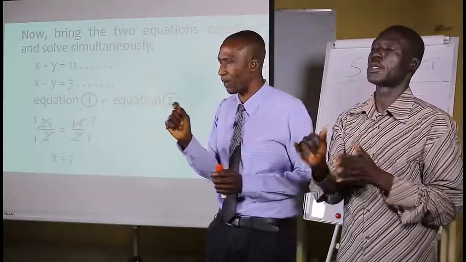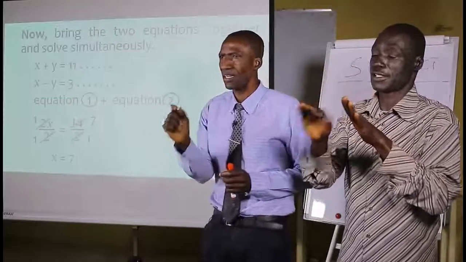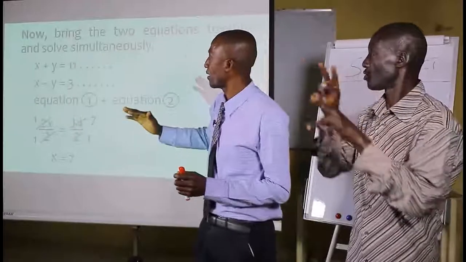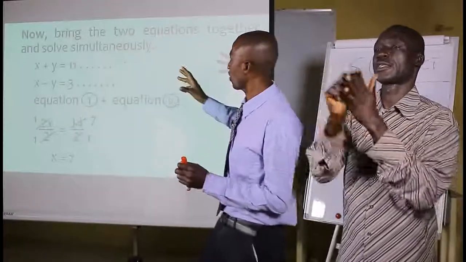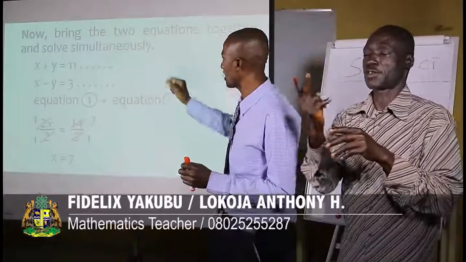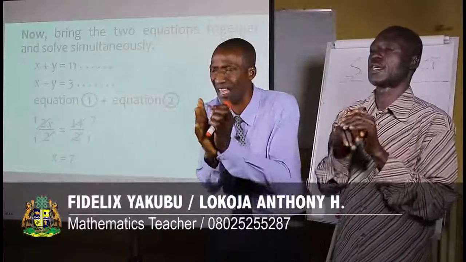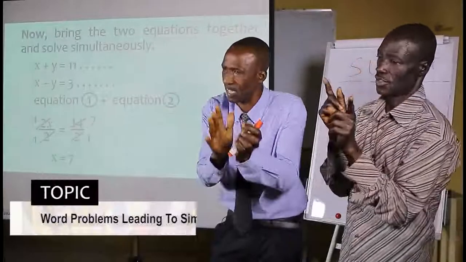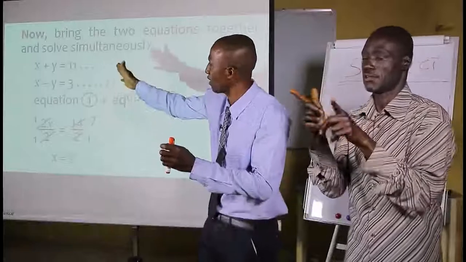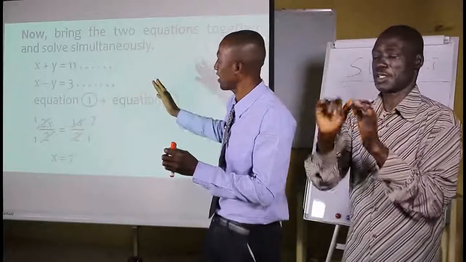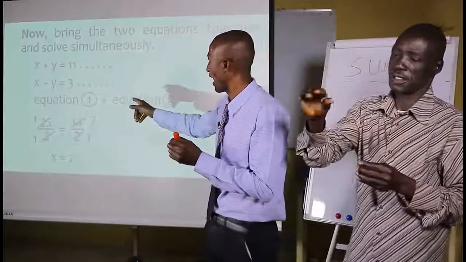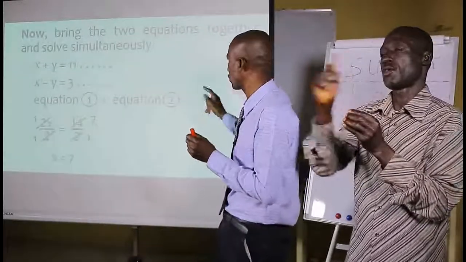If the signs of the balancing terms are the same, then you are to subtract the equations. Now, look at y. The sign in the first equation is positive, and the sign in the second equation is negative. So that shows that they are different. If they are the same, you subtract. If they are different, you add. So you can see the signs of y there are different. So that suggests that we are to add the equations. So that is why I added equations 1 and 2.